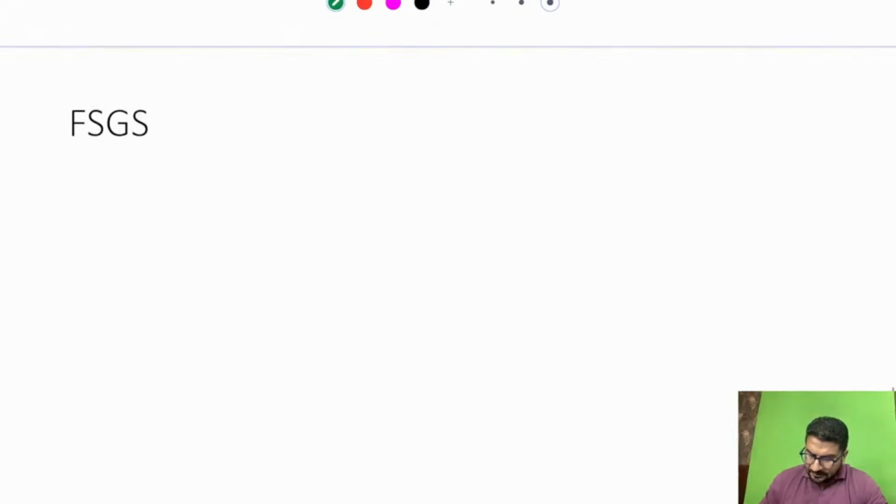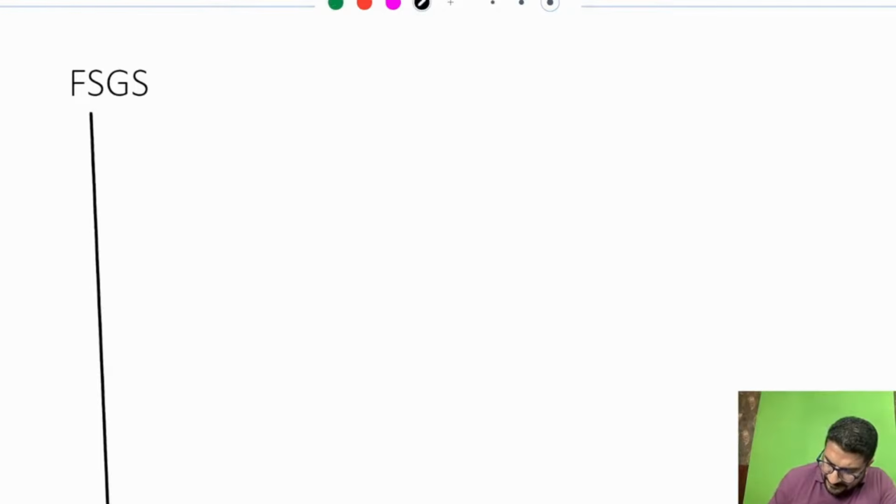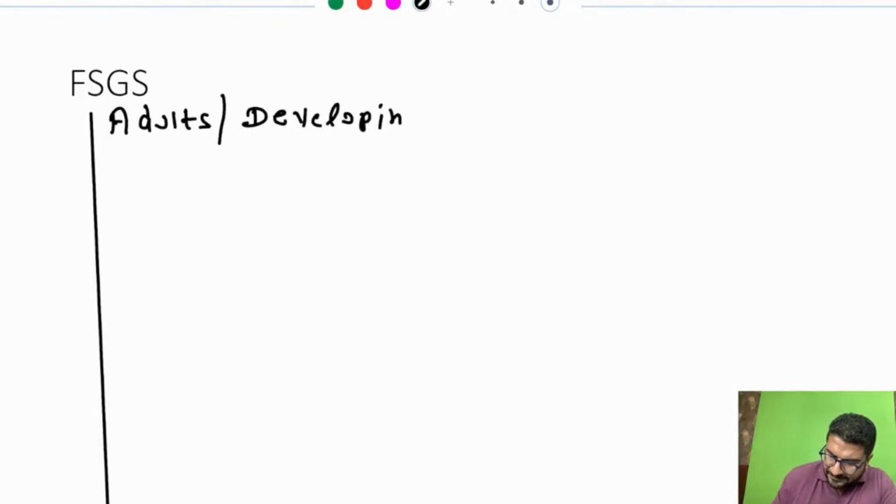Done. Moving to FSGS. Understand, this FSGS is a type of nephrotic syndrome which is seen in adults, and this is mainly affecting adults of developing or underdeveloped countries. In this FSGS, you will see how we differentiate this from minimal change disease. Minimal change disease is mainly seen in children. Here you will see a very poor response to steroid.